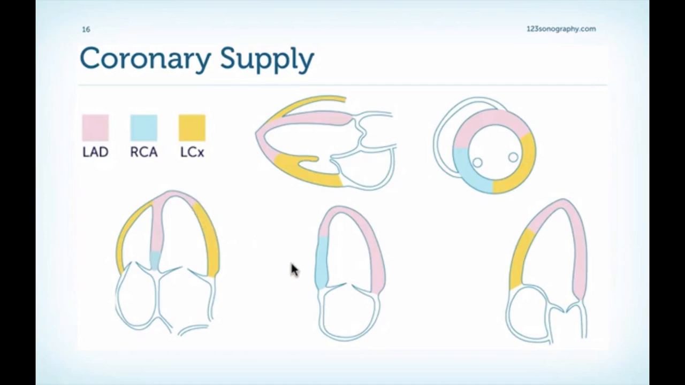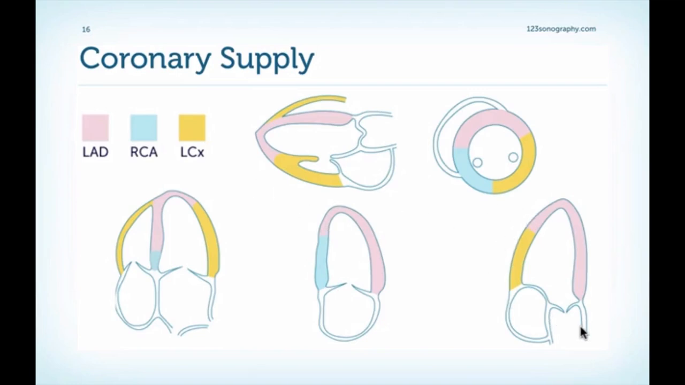If we take a look at the two-chamber view, the LAD supplies the anterior wall and the apex, while the right coronary artery supplies the inferior wall. The inferoapical region can be supplied both by the RCA or the LAD, depending very much on the size of the LAD. If the LAD is very large and if it goes around the apex, you will also have blood supply of the inferior apical segments by the LAD.